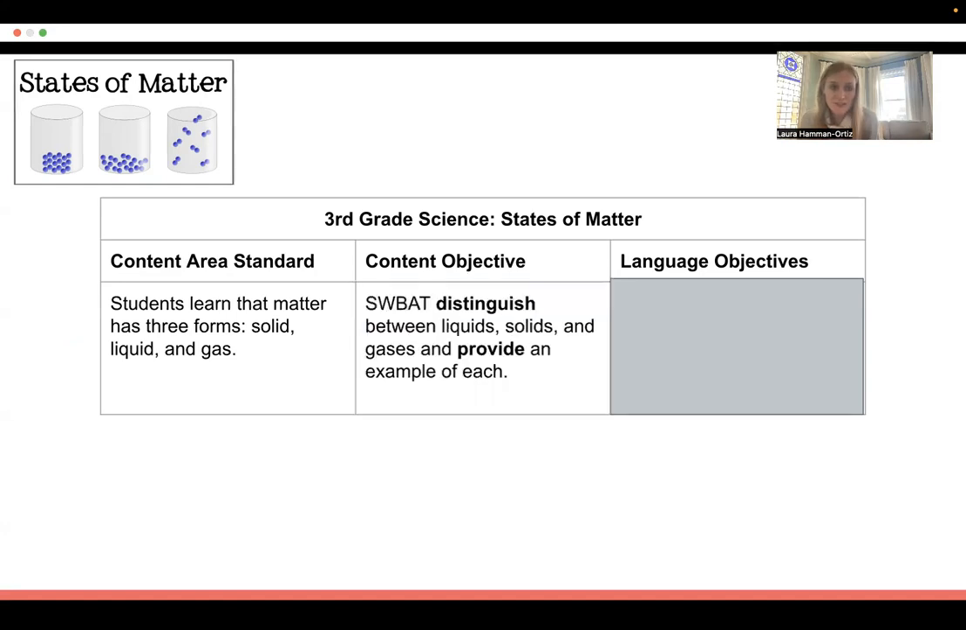But for this specific lesson, the content objective is students will be able to distinguish between liquids, solids, and gases and provide an example of each. So I'm being more specific about how they have to be able to tell the difference, right? Distinguish between these 3 forms of matter and give an example.